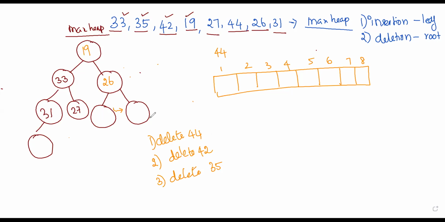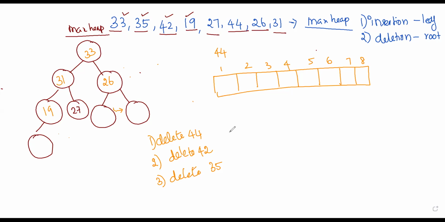I have deleted 35, so check with its children. The children have greater values. Among the two children, take the greater value and swap with it. So 33 will be here and 19 will be here. Now check with its children. 31 and 27 are greater than 19. Among these two children, choose the greater value. So 19 will be coming here and 31 will go up. Now it is a max heap and we have deleted 35.